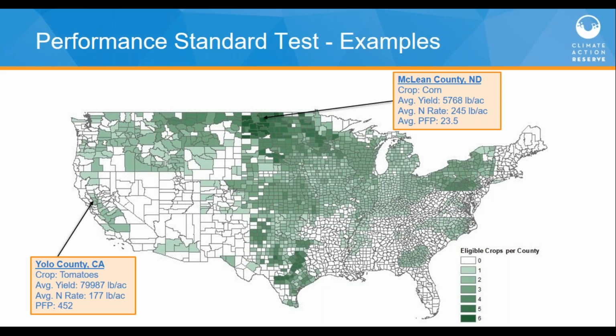It is important to note that the benchmarks, the PFPs, are unitless. It's the pounds per acre of yield divided by the pounds per acre of the nitrogen applied. So that is why you can see such a variety of differences in the numbers for PFPs.